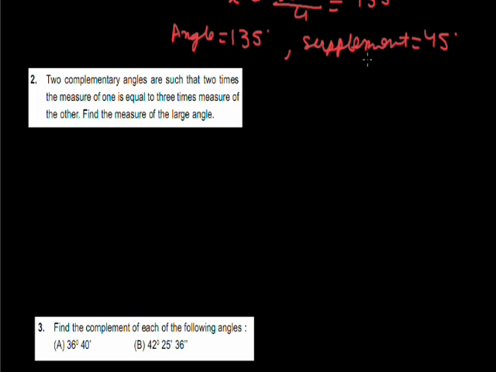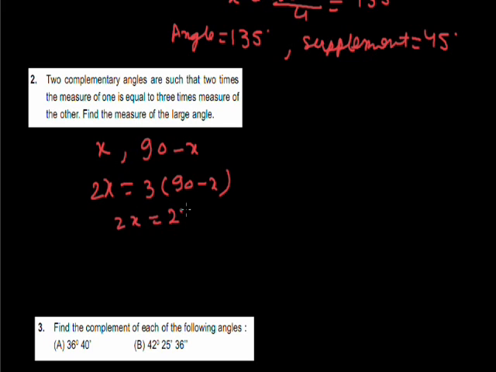Two complementary angles are such that 2 times the measure of one is equal to 3 times the measure of the other. So let the two angles be, first angle will be x and the other will be 90 minus x. So we can get the equation as 2x is equal to 3 times the other angle, then the other angle will be 90 minus x.